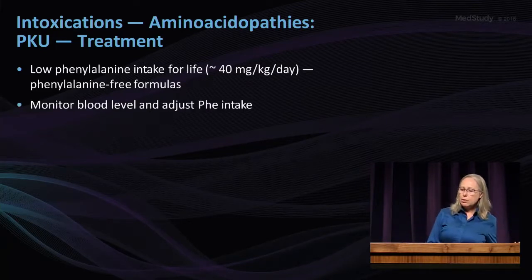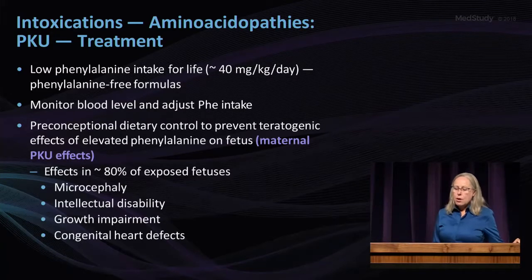We monitor their blood levels and adjust the Phe intake. For women, we need preconception dietary control to prevent teratogenic effects of elevated Phe. So this is maternal PKU. 80% of exposed fetuses will have microcephaly, intellectual disability, growth impairment, and congenital heart defects.